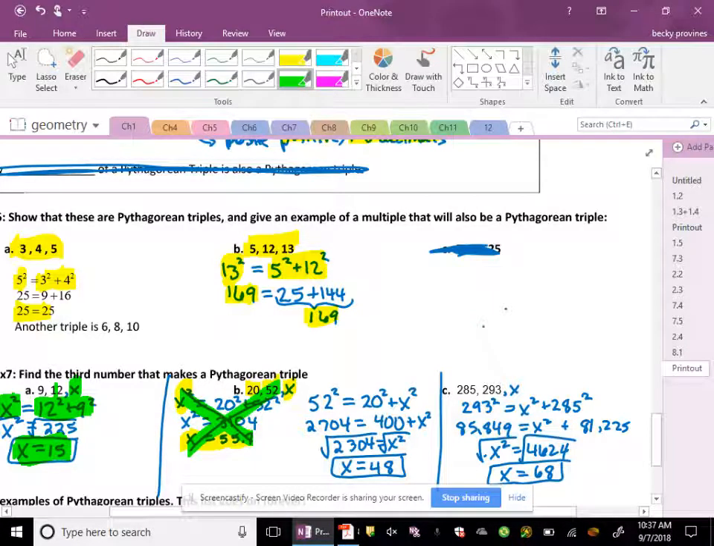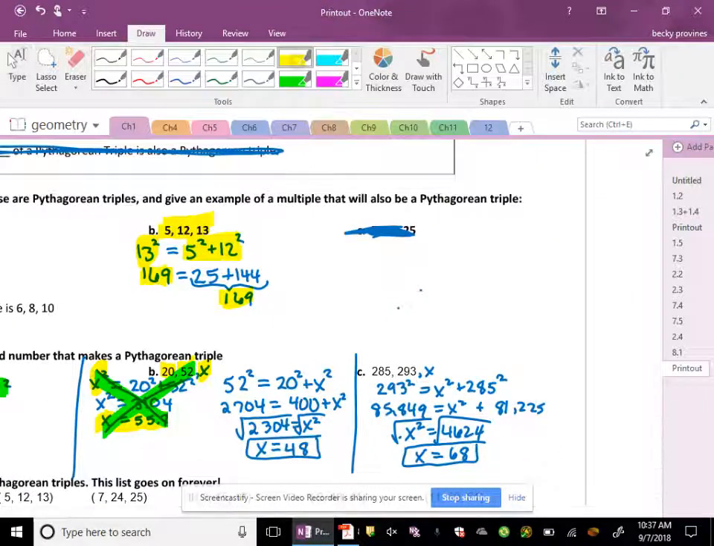And so there's only one other choice. That means the 52 has to be the biggest number. So I put the biggest number there. And so that means X is one of the legs. So it goes over on the right side. Okay, so let's square the 52, square the 20 and the X, and solve. And when I solve it, I get 48. It's a nice whole number, so it works.